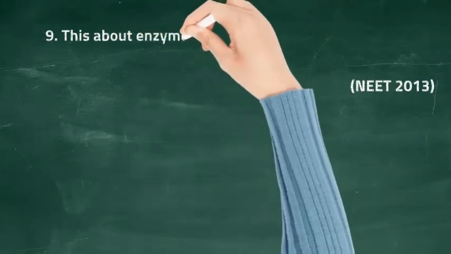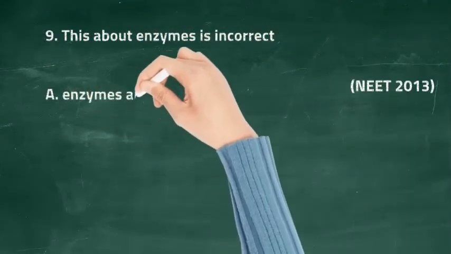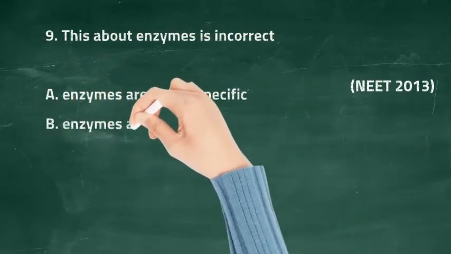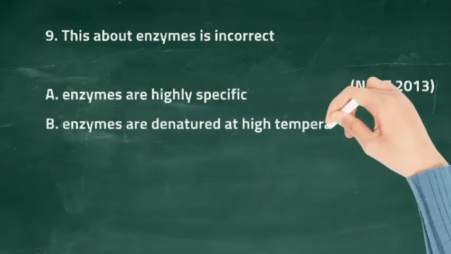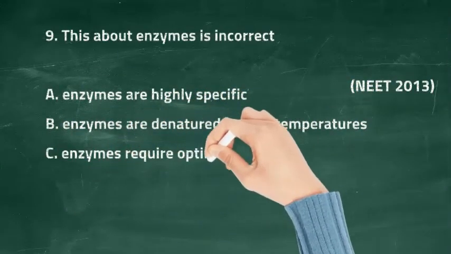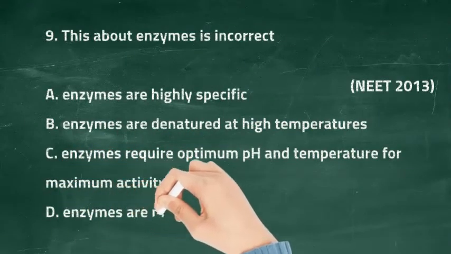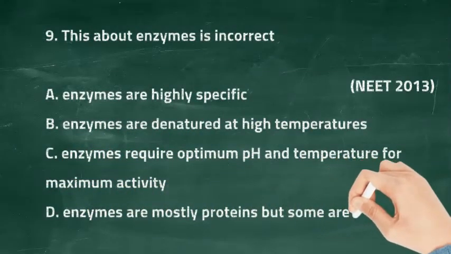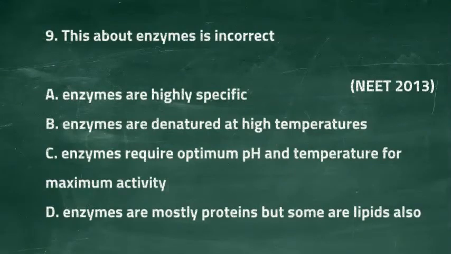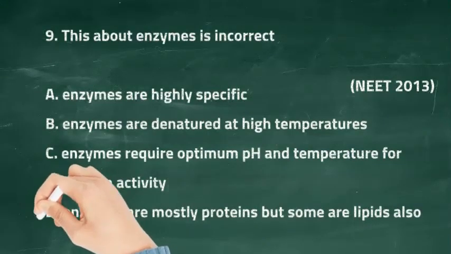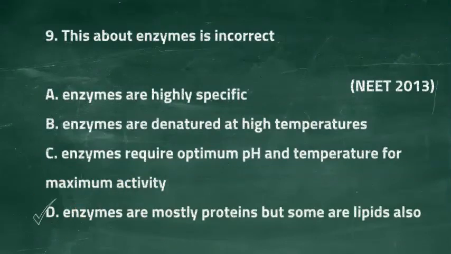Question 9. Which statement about enzymes is incorrect? Option A is enzymes are highly specific. Option B is enzymes are denatured at high temperature. Option C is enzymes require optimum pH and temperature for maximum activity. And option D is enzymes are mostly proteins but some are lipids also. So the right answer for this question is option D. Enzymes are mostly proteins but some are lipids also.